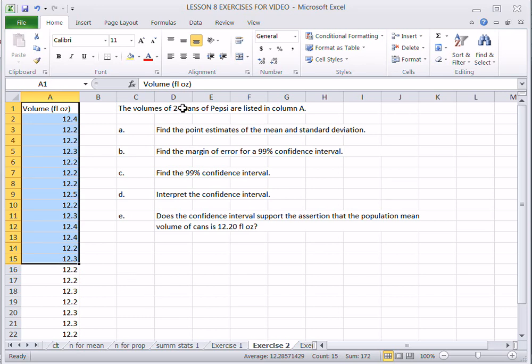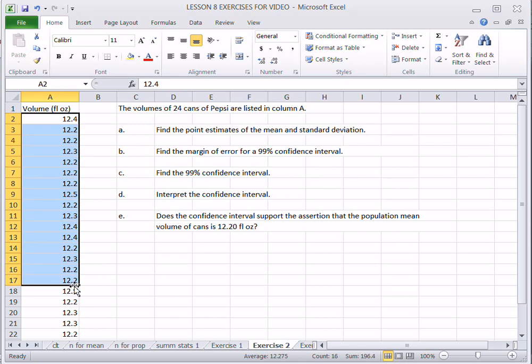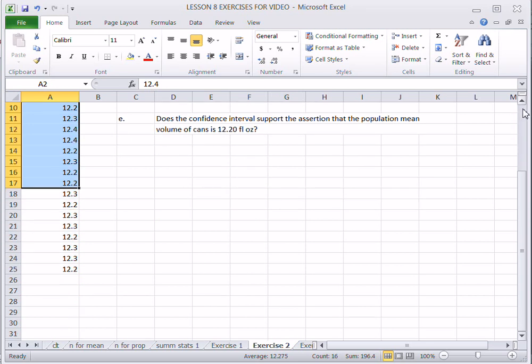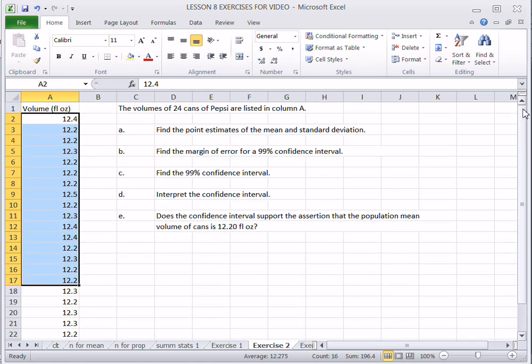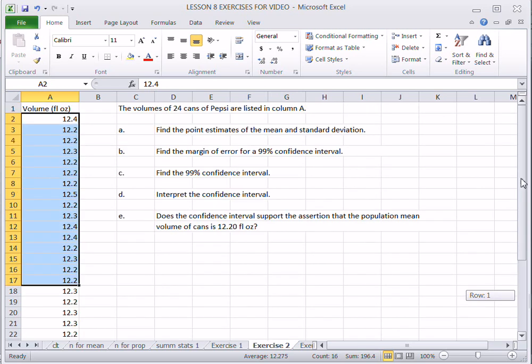Now, recall that a can of soda is always labeled as 12 fluid ounces. So here are volume and fluid ounces. They're all 12s, but they're actually a little bit more than 12. Notice nothing there is actually less than 12.2. It looks like 12.3, 12.2, 12.3, 12.4 fluid ounces are the volumes we're getting.